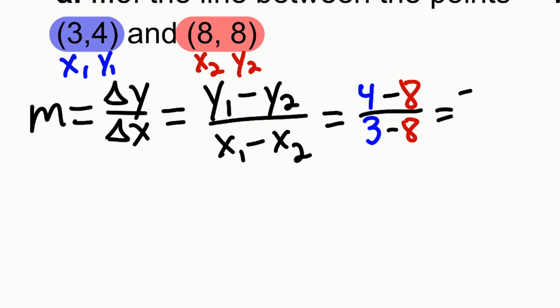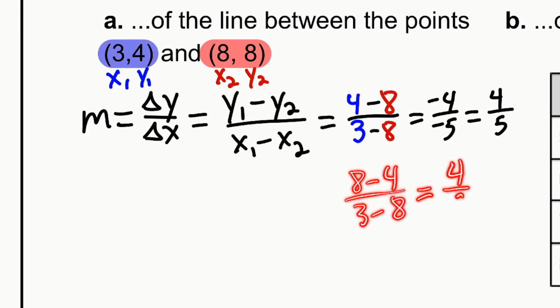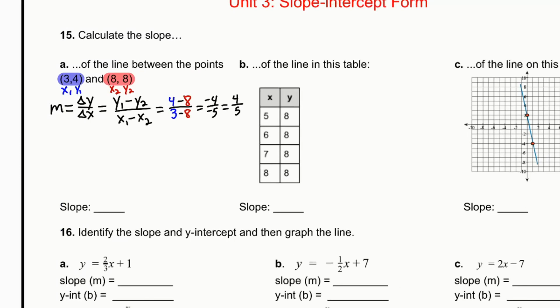4 minus 8 is negative 4. 3 minus 8 is negative 5. So our slope, well, a negative divided by a negative is a positive. Now, if you had done it the other way and done 8 minus 4 over 3 minus 8, you would have gotten 4 over 5 right away, and you wouldn't have had to do this step. But it doesn't make any difference, really. So our slope here is 4/5.